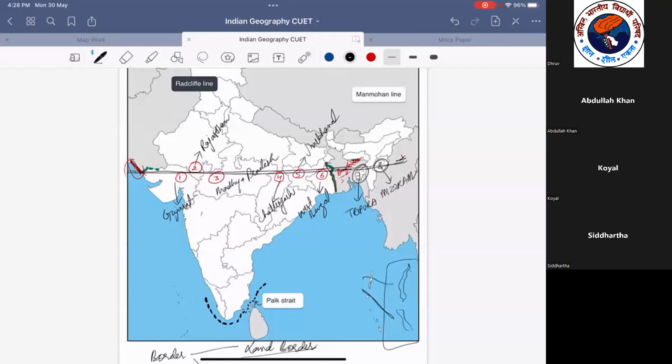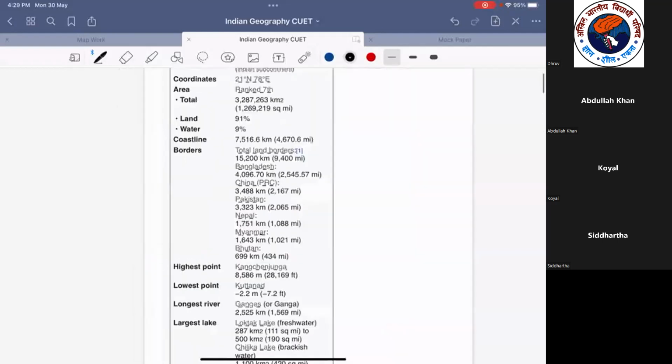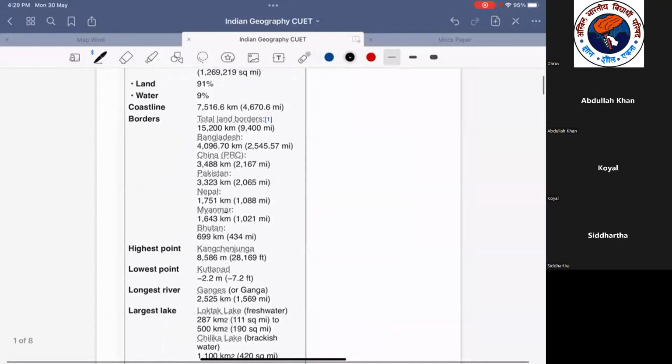If you remember the map, the sequence will obviously be in your mind. So the borders we have done. Bangladesh, largest border. This is the largest border. Shortest border with Bhutan. Shortest border with Bhutan. So you have to keep these in mind. Important ones.